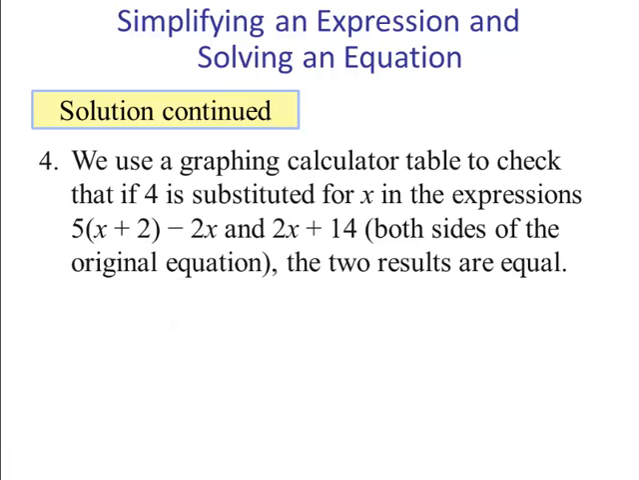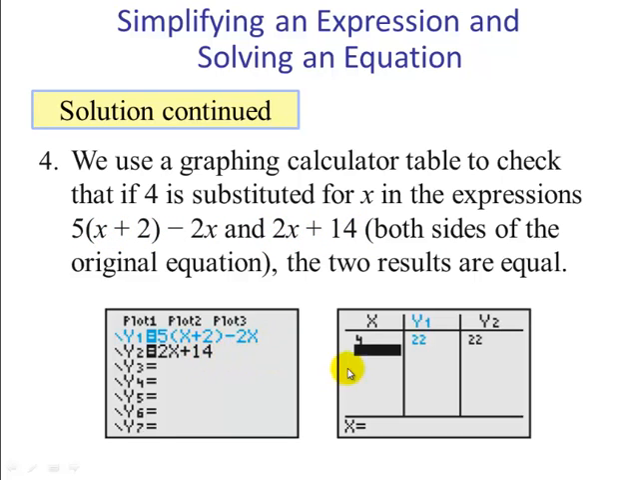Number 4, when we use a graphing calculator table to check to see if 4 is substituted in for x into the expressions, the left hand side and the right hand side, the two results should be equal. So this is going to go in y1, this will go in y2, and we see when x is 4, y1 and y2 are the same value.